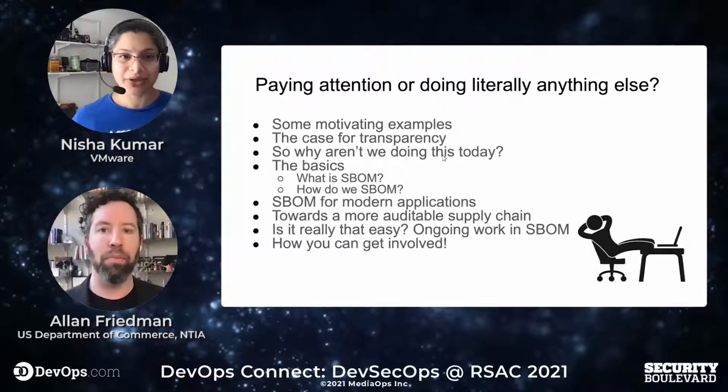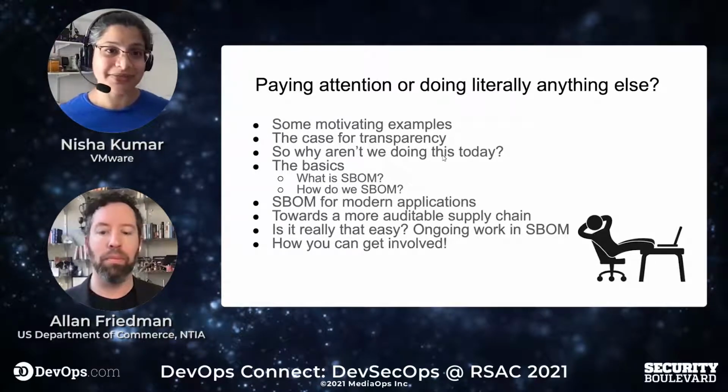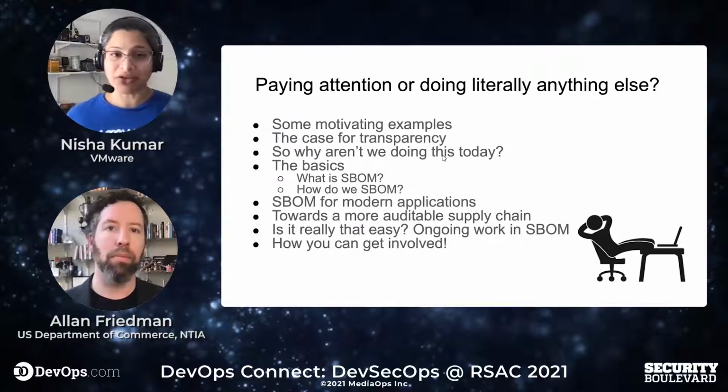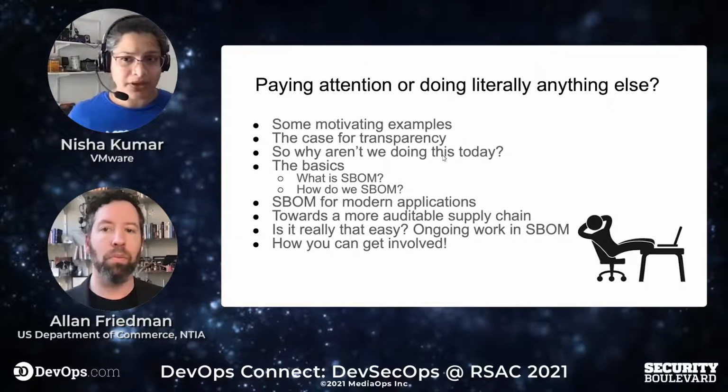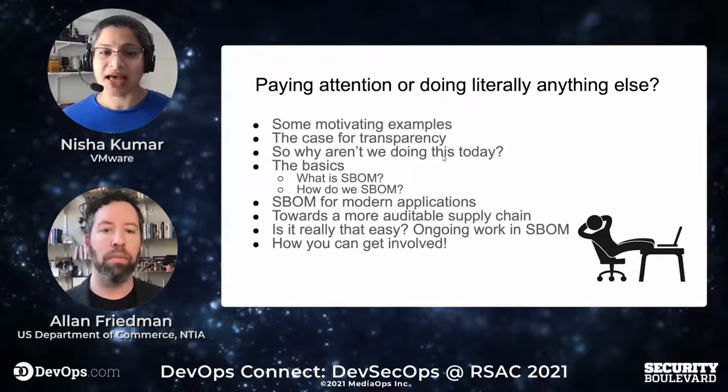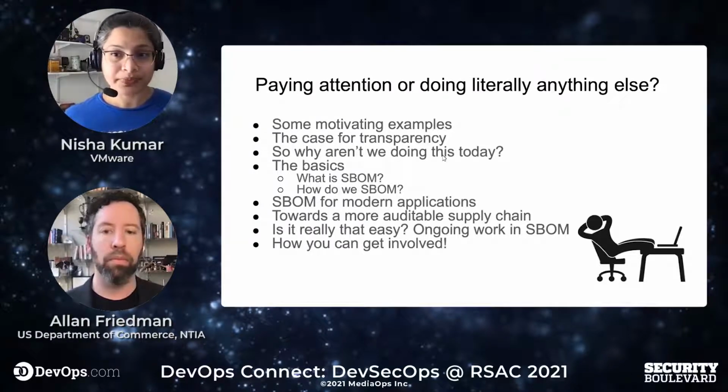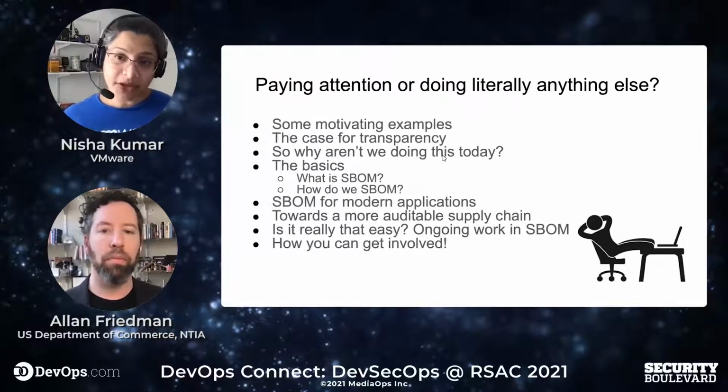Okay, so today we will be going over some motivating examples for why you would need an SBoM. We make the case for software transparency and why we need that. We talk about why we're not doing these things today, and then we're going to go over some SBoM basics. And then how do we apply SBOMs to modern applications and some ongoing work that's coming down the pipeline to make a more auditable supply chain. And then some ongoing work on SBoM itself and how you can get involved.